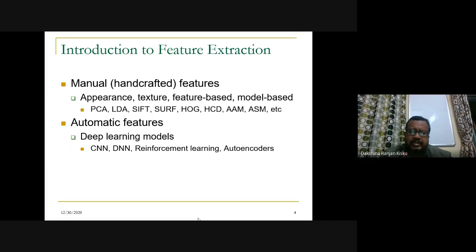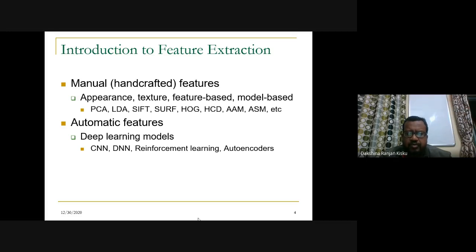Now, as I said, manual feature extraction refers to handcrafted features. While we are discussing the feature extraction techniques used in face recognition, we can have appearance based features, feature based information or feature based invariant points, then model based features. So these are the feature extraction approaches which belong to the manual features or handcrafted features.